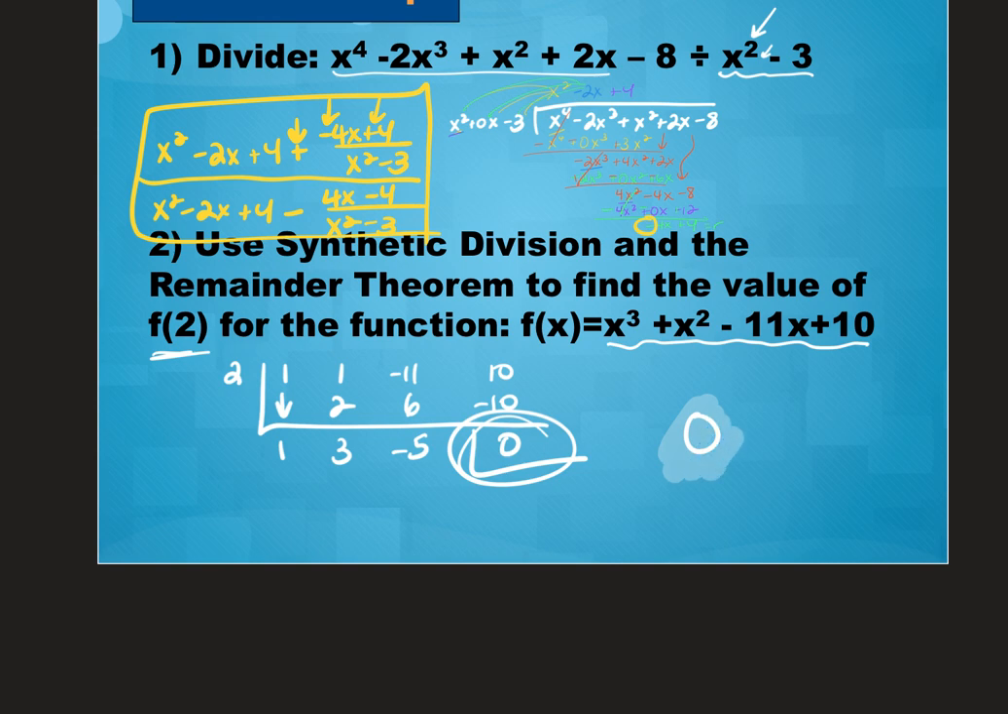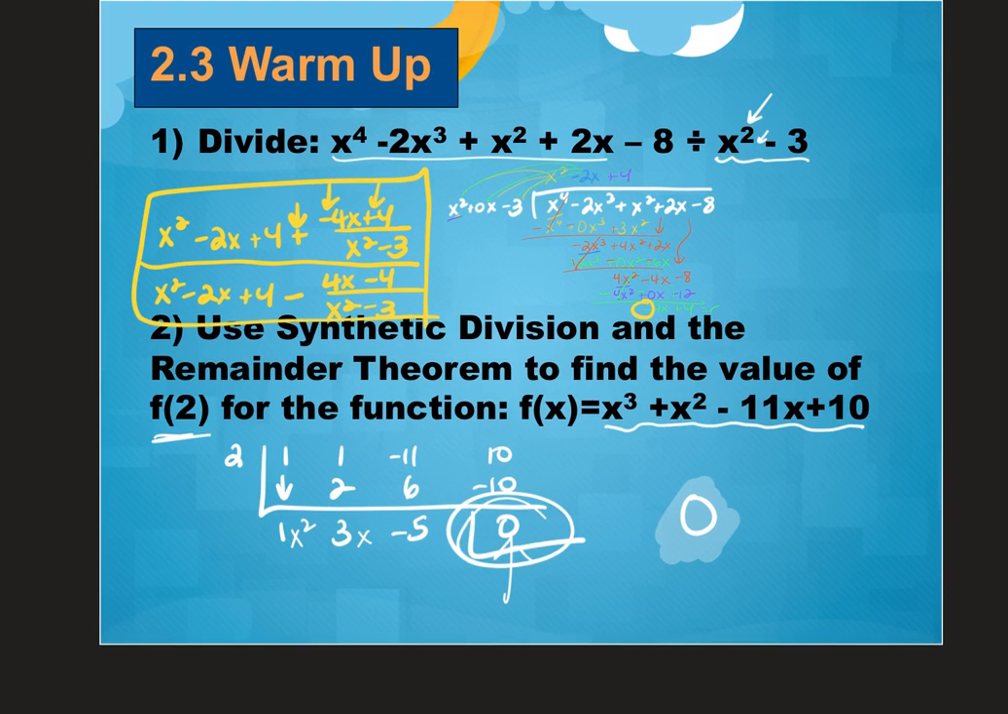If I was to just divide, then the negative 5 would be the constant, the 3 would get the x, and the 1 would get the x squared. But when you're using the synthetic division to find the value of a function, then you're just using the remainder.